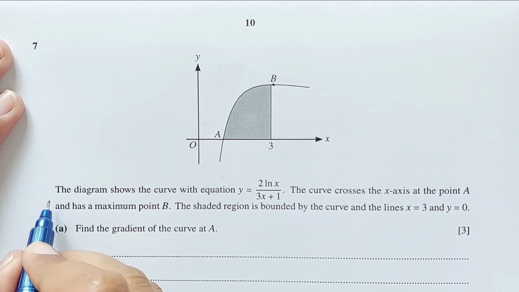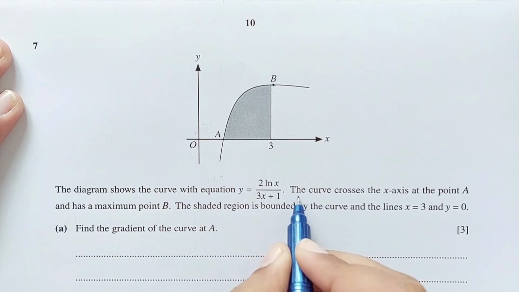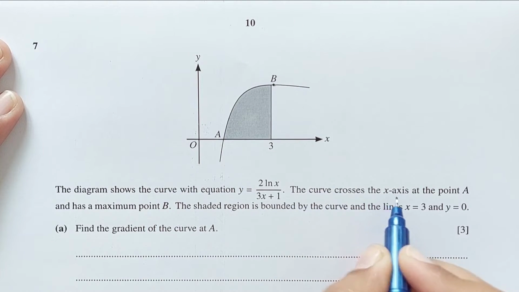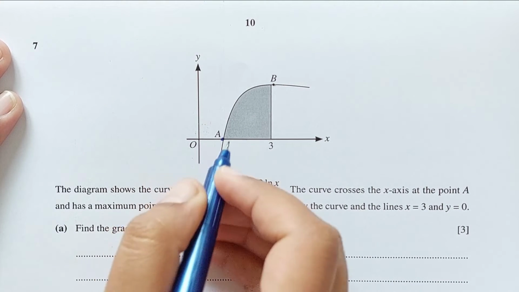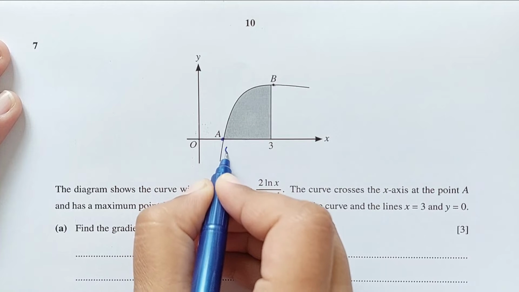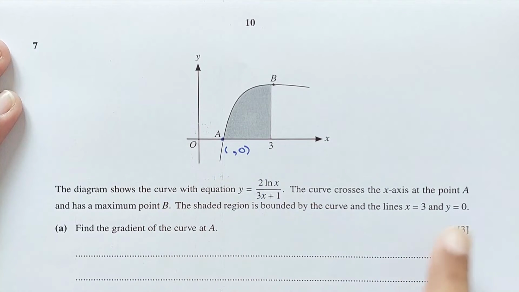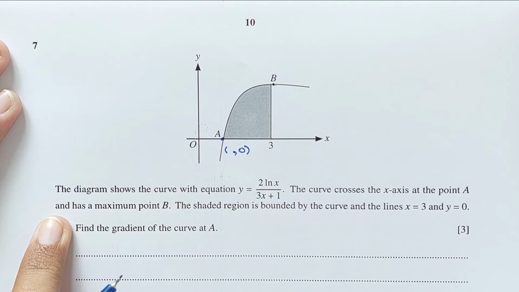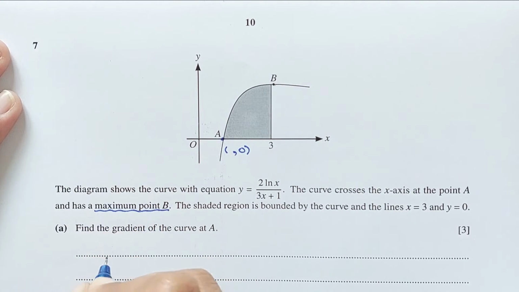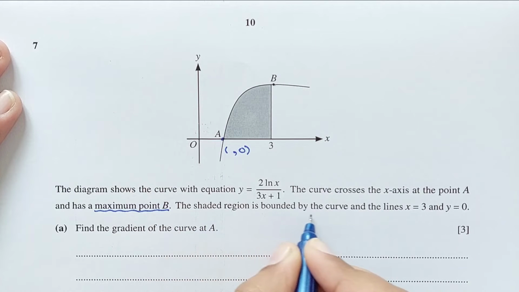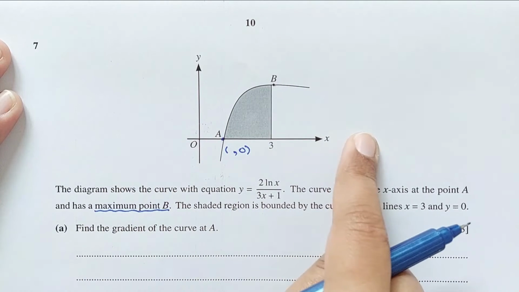Question number 7. The diagram shows the curve with this equation. This is a curve. The curve crosses the x-axis at point A. So it means the y-coordinate of the curve equals 0. At point A, the y-coordinate is 0. We have some x and the y is 0, right? And it has a maximum point at B. So B is the maximum point of the curve. The shaded region is bounded by the curve and the lines x equals 3 and y equals 0.